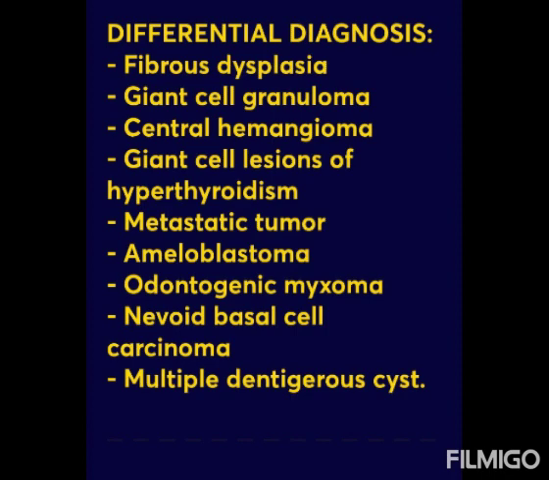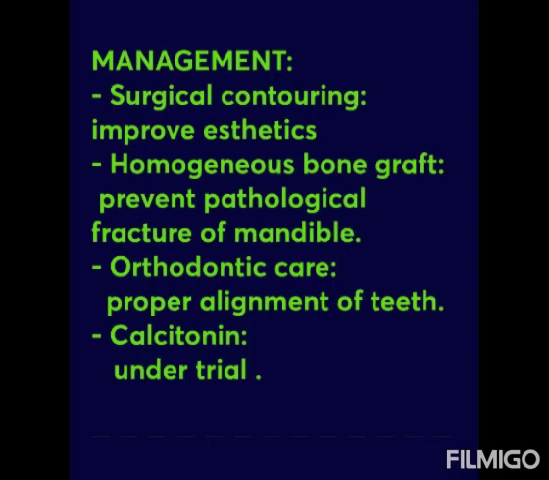And nevoid basal cell carcinoma: no facial swelling is seen in cherubism. In nevoid basal cell carcinoma there are characteristic cutaneous abnormalities or rib anomalies seen on the chest radiograph, but in cherubism it only affects the jaw. And in multiple dentigerous cysts, definitely impacted teeth are present, but in cherubism impacted teeth may or may not be present.